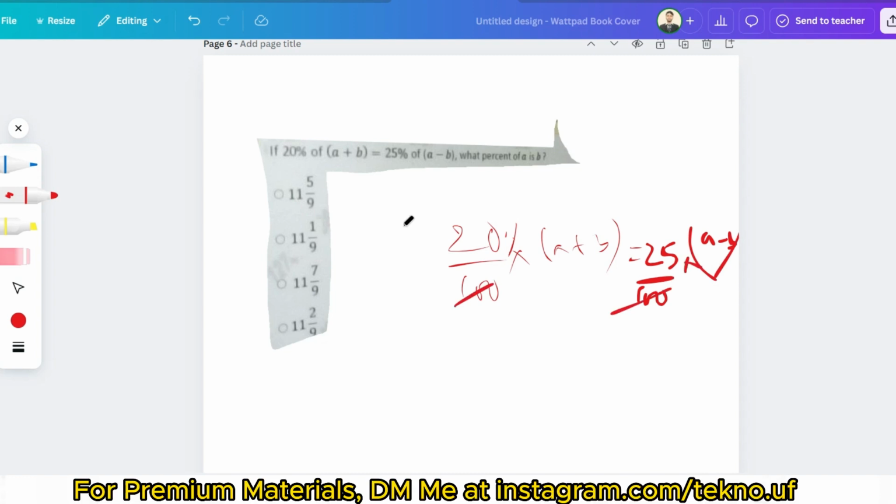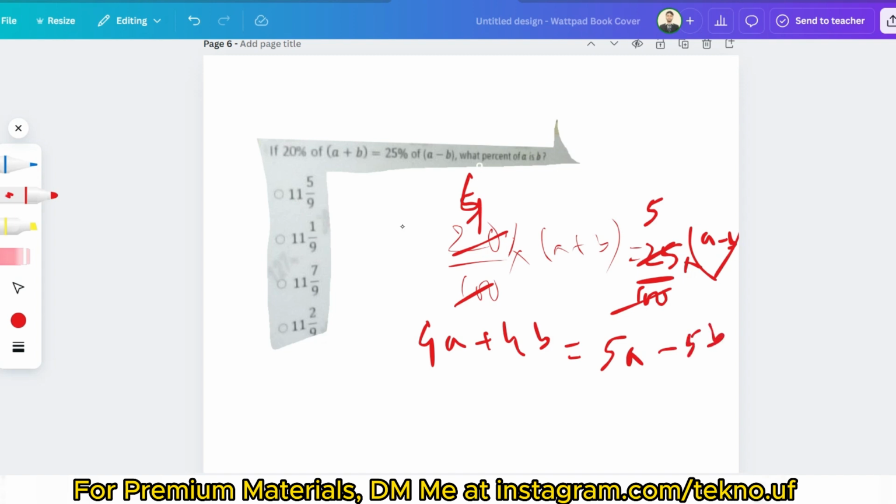So this 100 and 100 cut out. 5 fours are 20, 5 fives are 25. So 4 into a plus b, 5 into a minus b. So multiply that: 4a plus 4b is equal to 5a minus 5b.